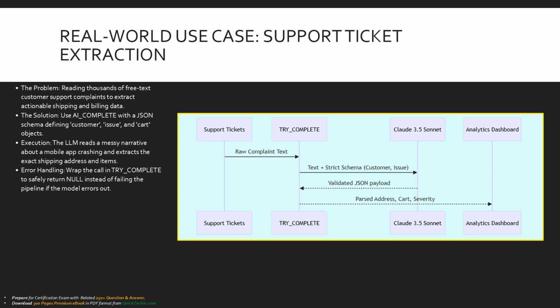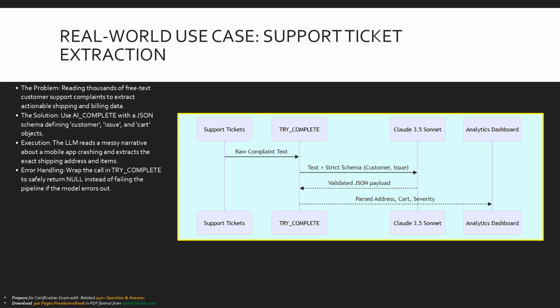With Cortex structured outputs, we simply pass the customer's text to AI complete alongside a JSON schema that requires specific objects like customer, issue, and cart. The model reads the narrative and outputs a pristine JSON payload, cleanly separating the customer's shipping address into city, state, and zip code, and calculating the cart items and prices.